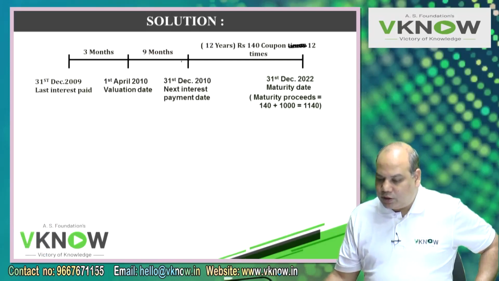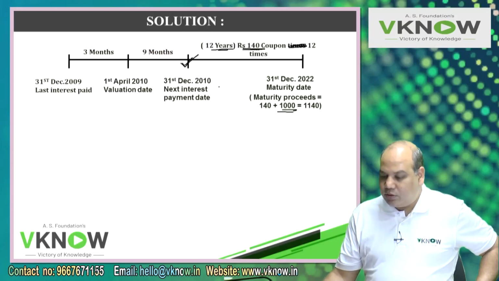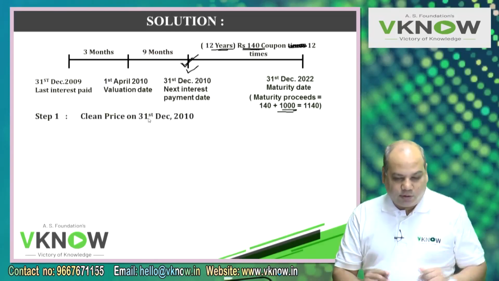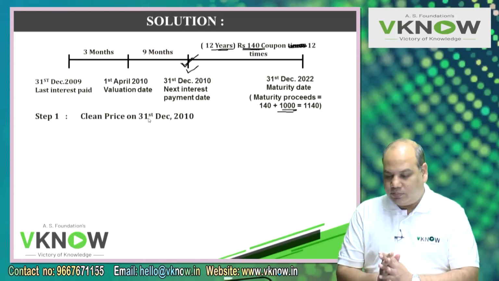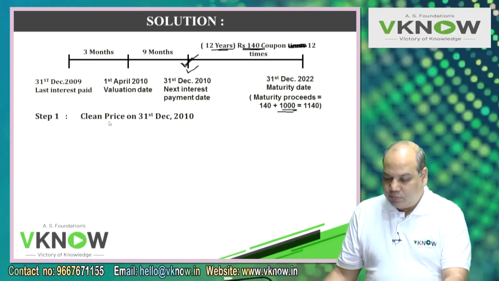Okay, now forget everything. Suppose you have to find the value of this bond here, and the problem says 12 years are remaining, 140 is coupon, 1000 is redemption value, and discount rate is 16%. What is the value of the bond? So that is my first step. This is what we have been doing so far: finding the value of a bond on a given date, clean price on 31st December 2010.